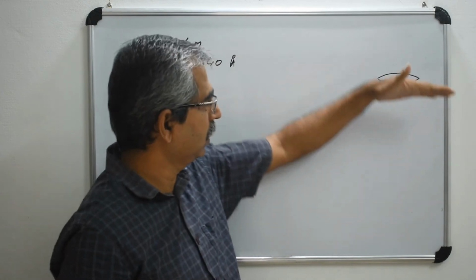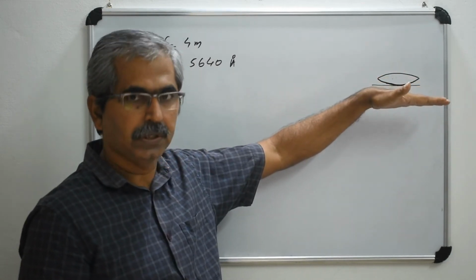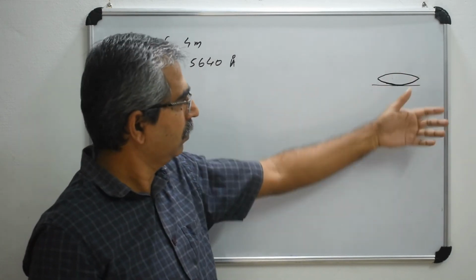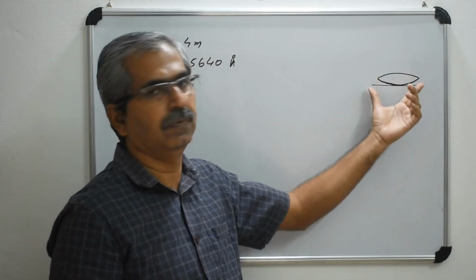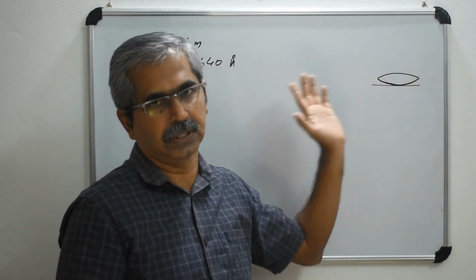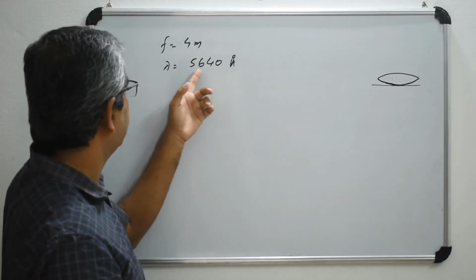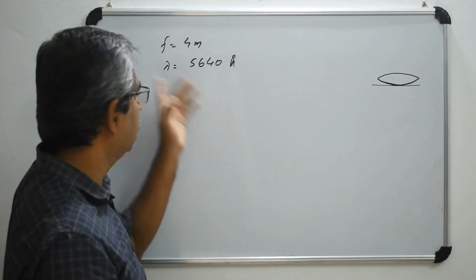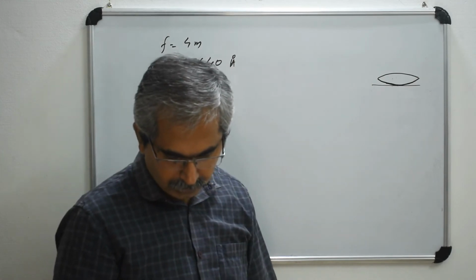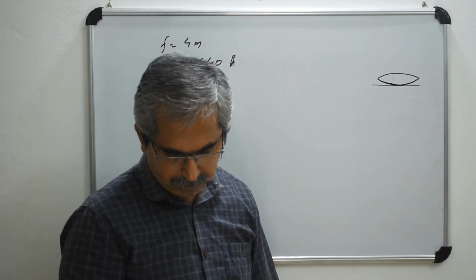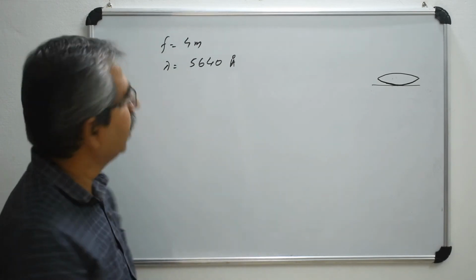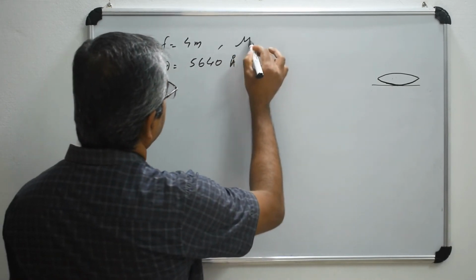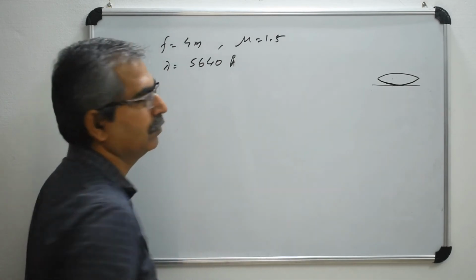Okay, I already told you that the plano-convex lens is not a necessity. Even though you are using a biconvex lens, still you will get the Newton's rings. Now 5640 angstrom unit is the wavelength used. Now the question is, what is the diameter of the fifth bright fringe? And refractive index is also given, mu is equal to 1.5.